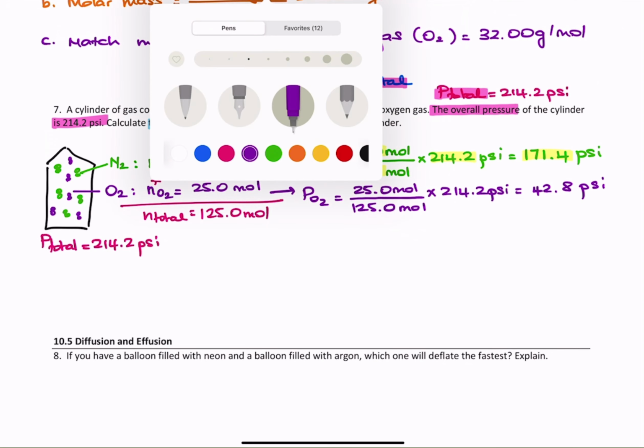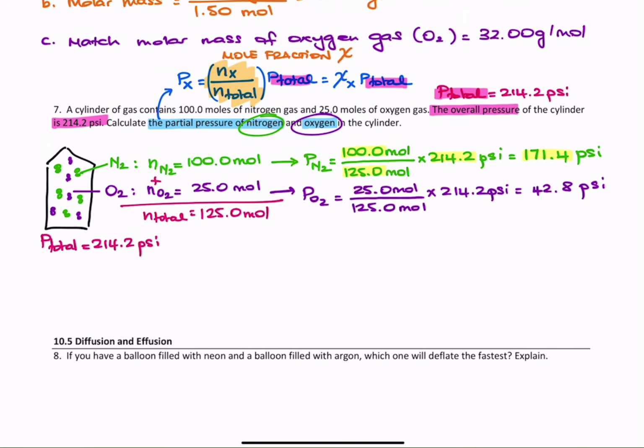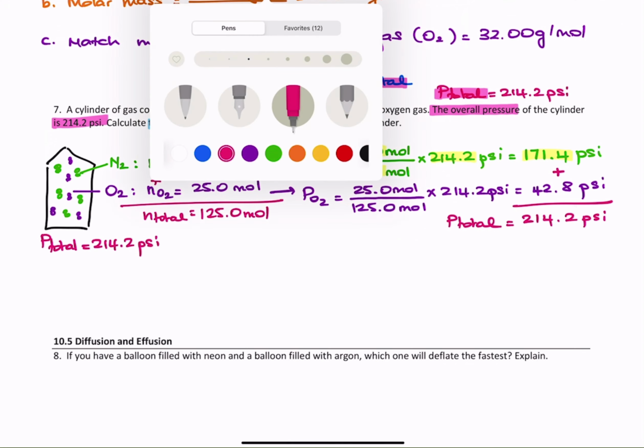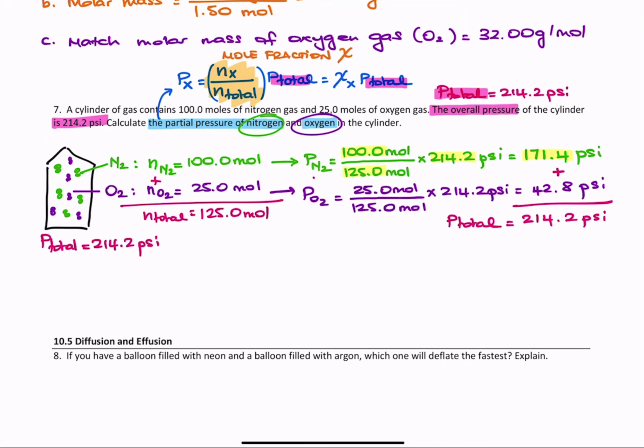We can always check that the sum of the partial pressures is equal to the total pressure. 171.4 plus 42.8 equals 214.2 psi, which is the total pressure. Because you need to remember Dalton's law, the sum of the partial pressures of a mixture in the container is equal to the total pressure. It's called Dalton's law.